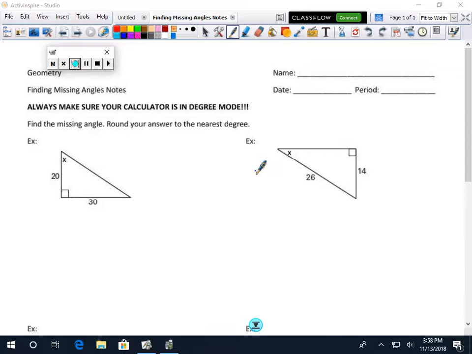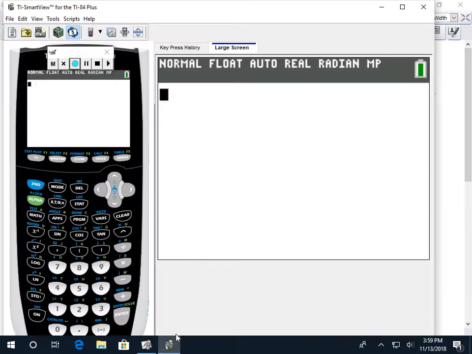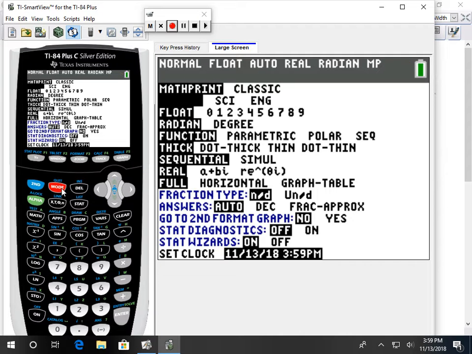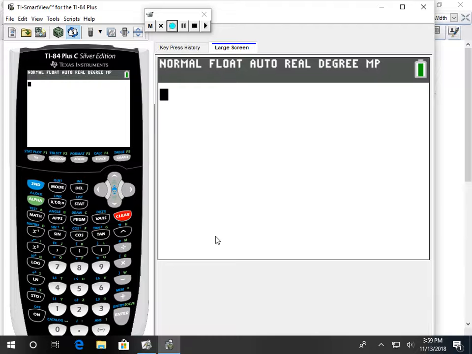Okay, so finding missing angles is very similar to finding missing sides. The very first thing you should always do with your calculator is make sure that it's in degree mode. To check the mode, go right here to mode. Arrow down to where it says radian and then over to degree. Hit enter and you'll notice the black box flashing around degree. Then you can clear off your screen and it is set.